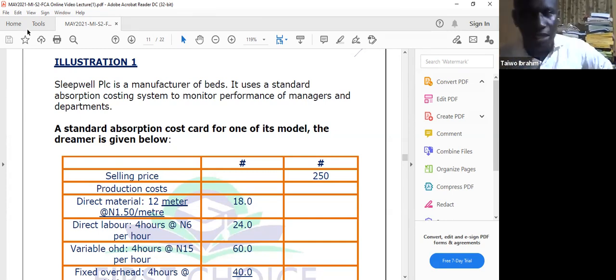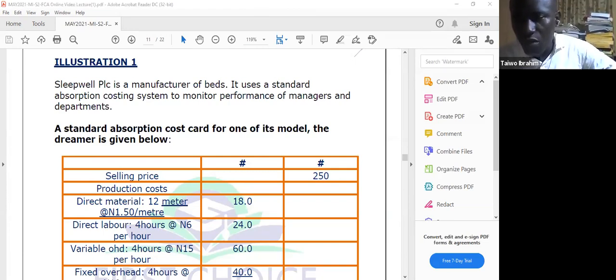Now let's start here. Sleepwell PLC is a manufacturer of beds. It uses a standard absorption costing system. Now, it says Sleepwell PLC, that's the name of the company, is a manufacturer of beds. It manufactures beds, sleeping beds. It uses a standard absorption costing system to monitor performance of managers and departments.